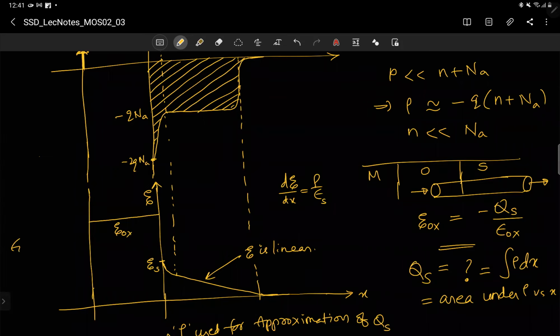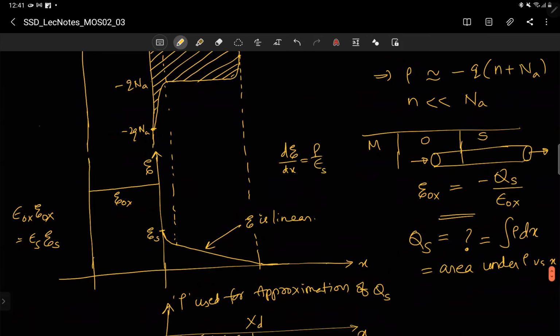Epsilon ox and epsilon s, E ox and ES, they should be related by epsilon ox times E ox equal to epsilon s times ES. Since epsilon s is more than epsilon ox, E ox should be more than ES. All right, so this is what E ox will be like. And now the area of this gives you the total voltage.